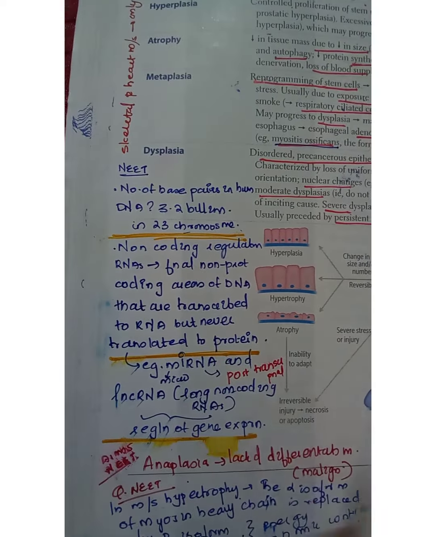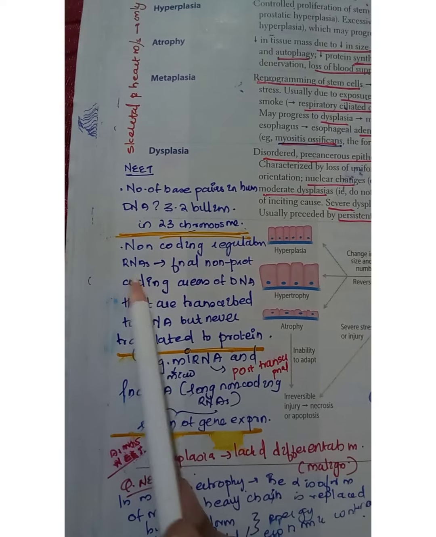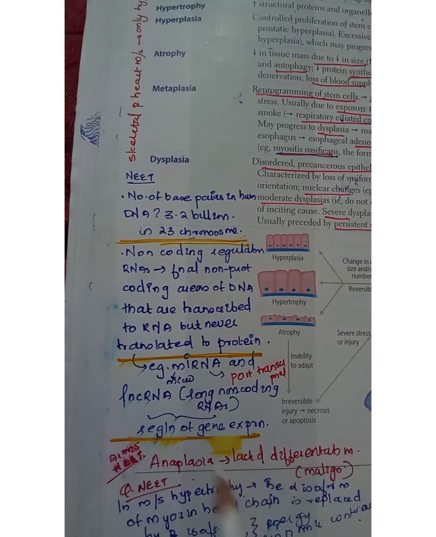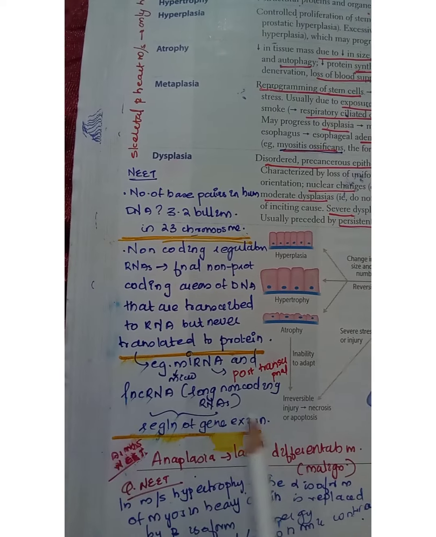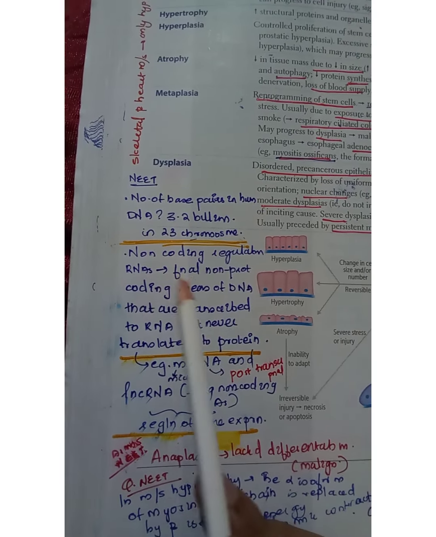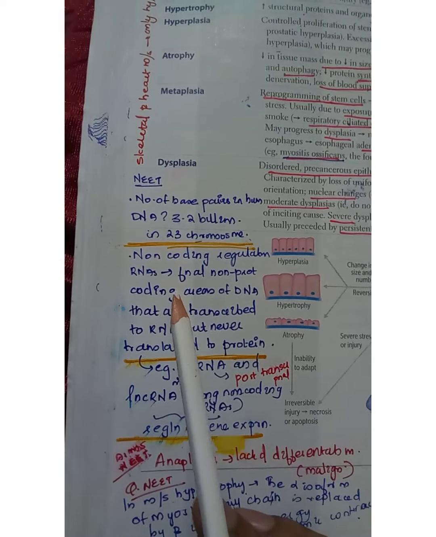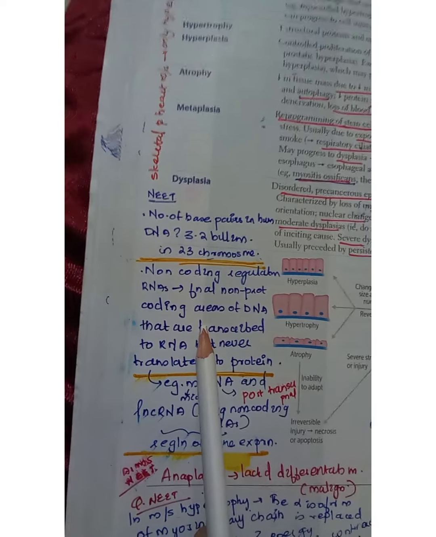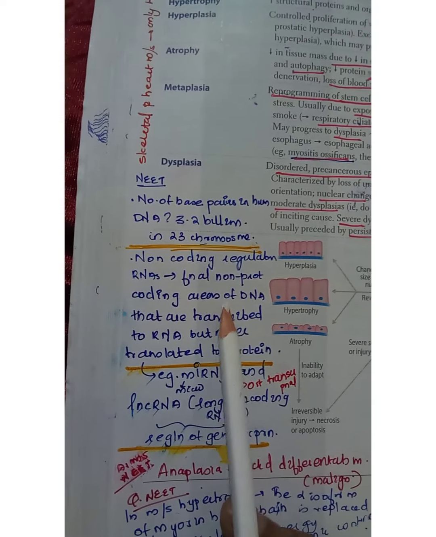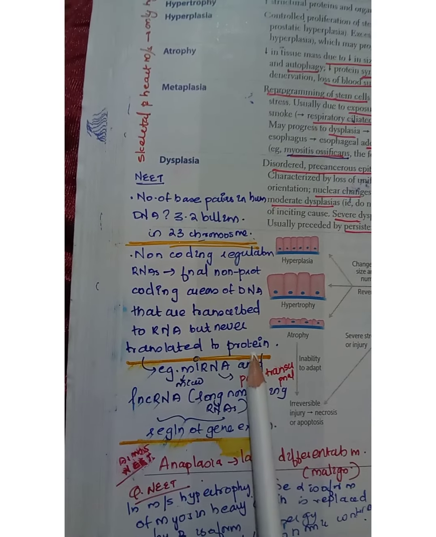Then non-coding regulatory RNAs. There are some non-coding regulatory RNAs in our body. They are useful for the regulation of gene expression. Non-coding regulatory RNAs are actually functional, but they are non-protein coding. Even though RNA is produced, they are not translated to protein. They are non-protein coding areas of DNA that are transcribed to RNA but never translated to protein.